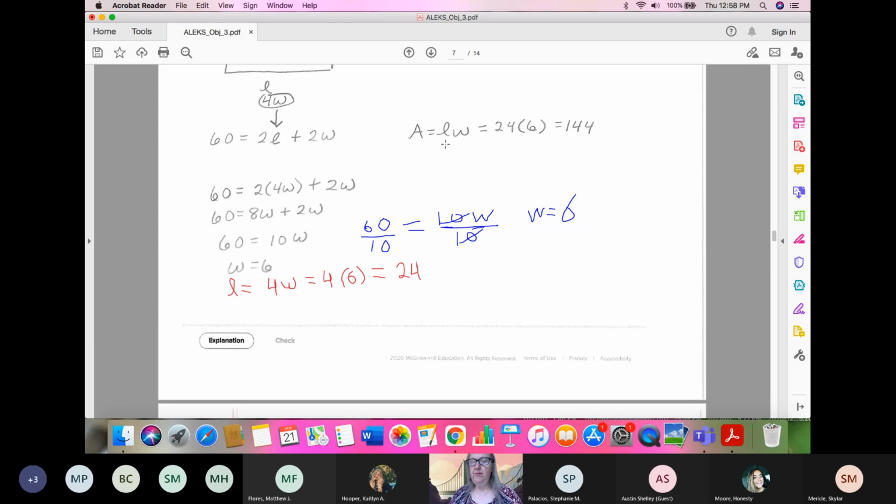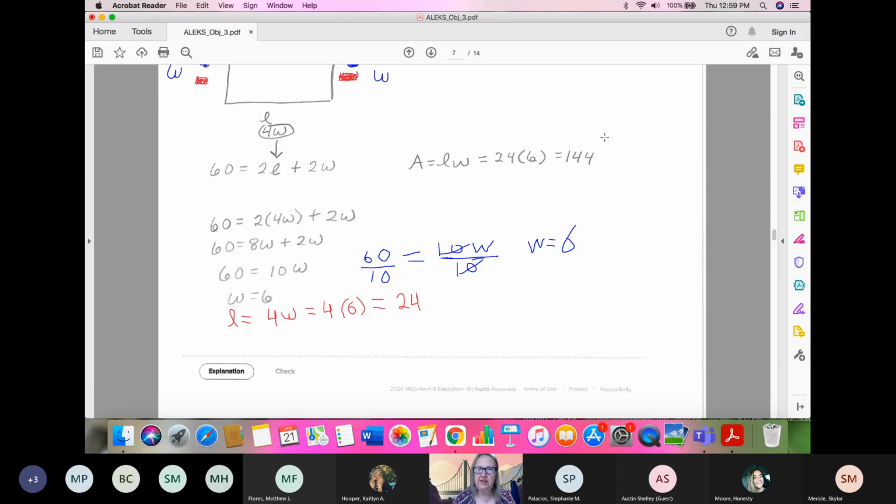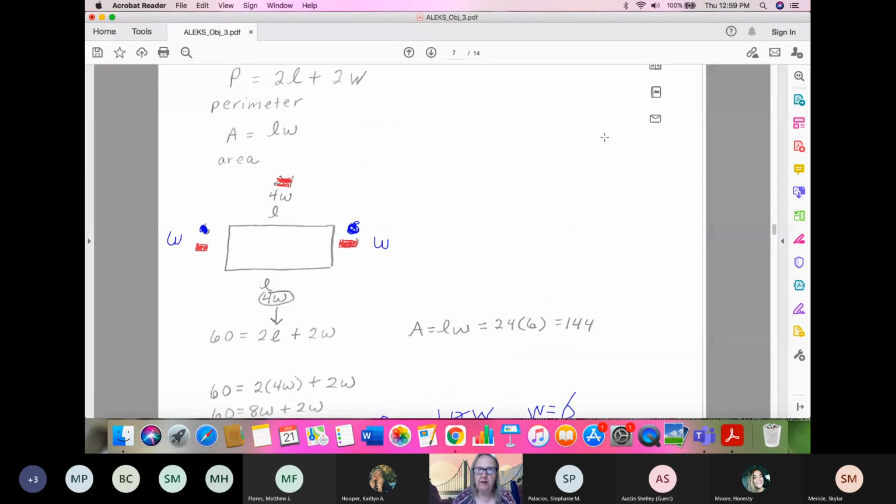Area, by our formula, is length times width. The length is 24. Let's take out the L, put in 24. W, on the other hand, is 6. Take out W, put in 6, do the multiplication. 24 times 6 is 144. So 144 is indeed the answer to the problem.